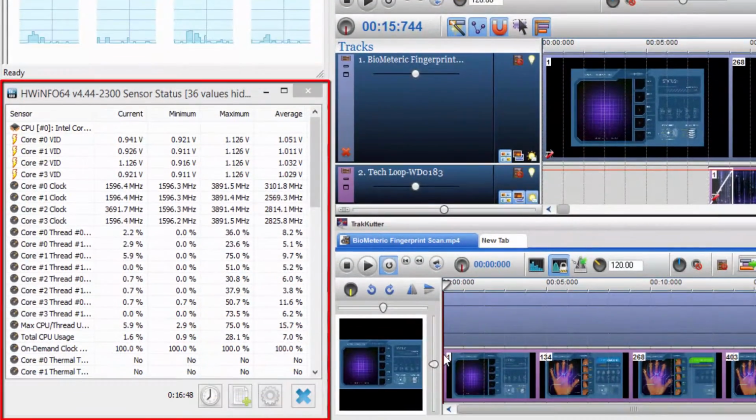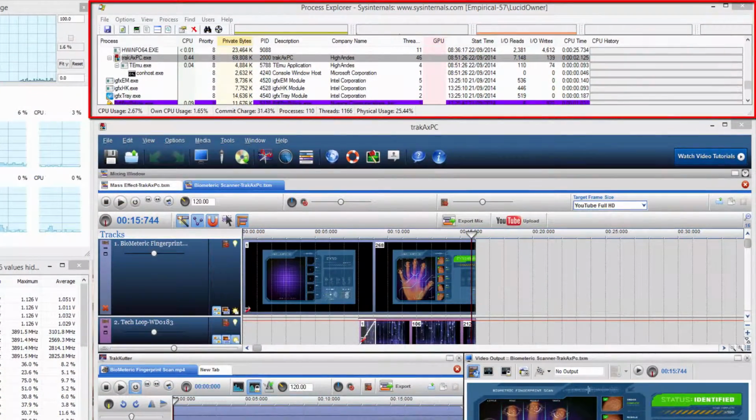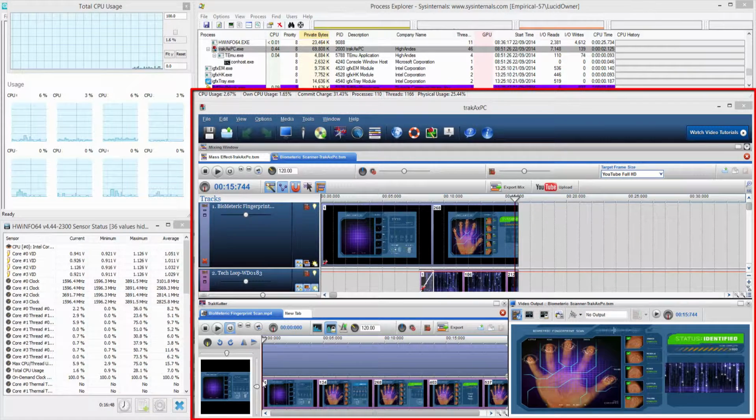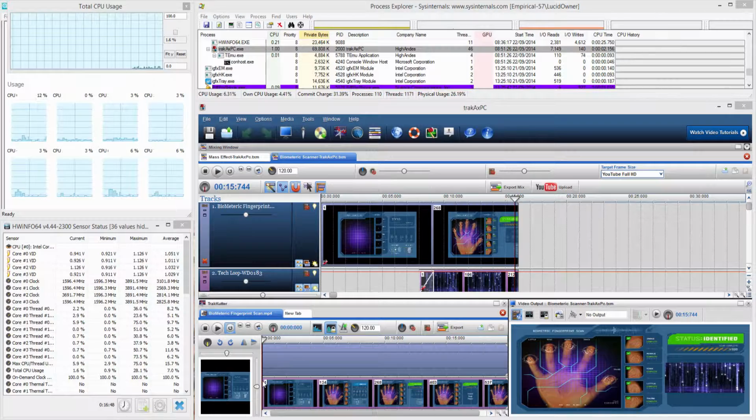The next thing I'll be looking at are various sensors throughout the platform of the ASUS to see how well the application uses the resources. Now the best way to monitor the resources consumed by an application is to use the Process Explorer, and let's not forget that the process is in fact the editor, which is TrakAxPC.